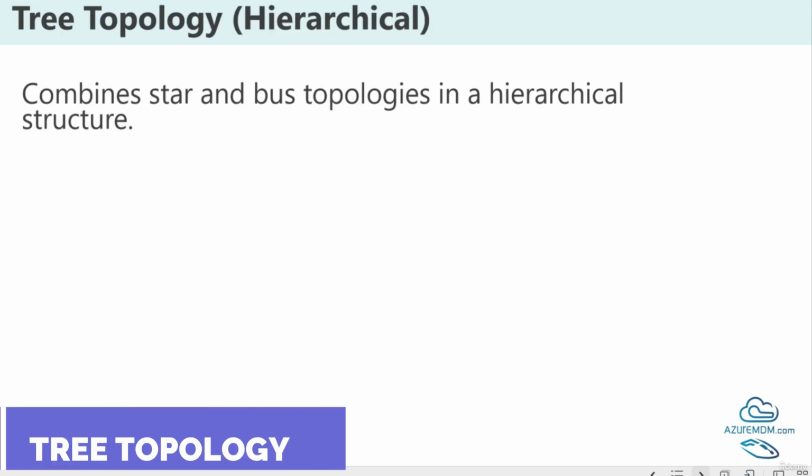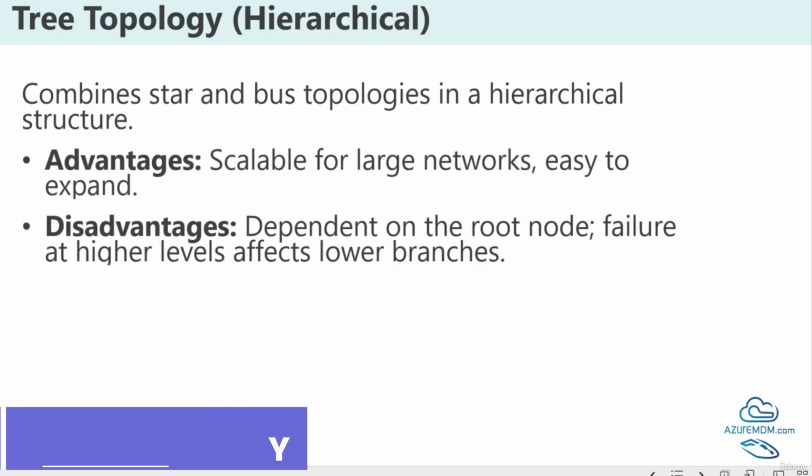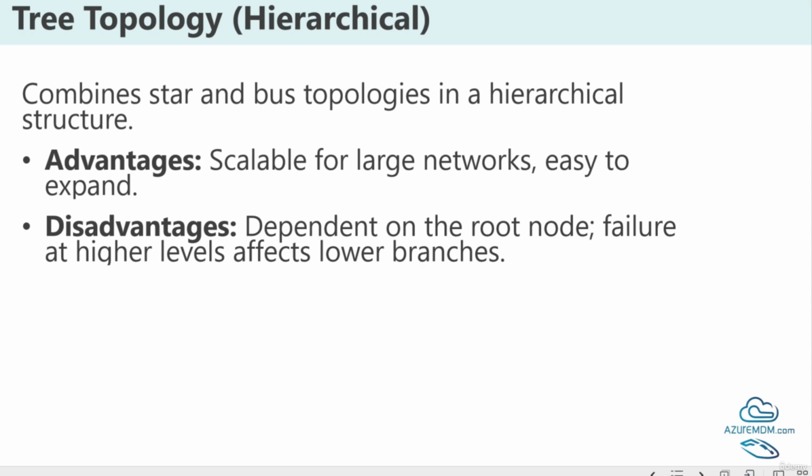Tree topology. It combines star and bus topologies in a hierarchical structure. The advantage is it is scalable for large networks and easy to expand, so mainly they are used in offices. Disadvantage of tree topology: it is dependent on the root node. Failure at a higher level affects the lower branches. So if there is a failure at the higher level, the lower levels will get affected as well.